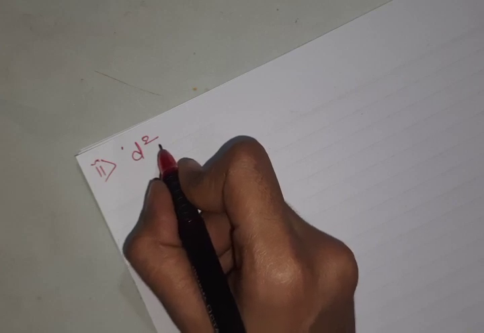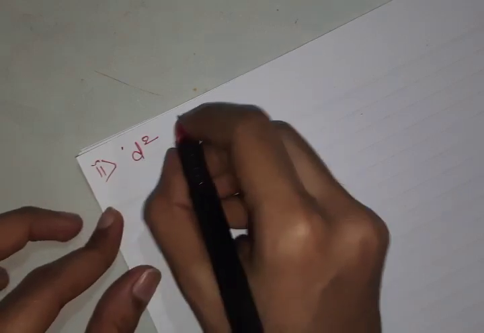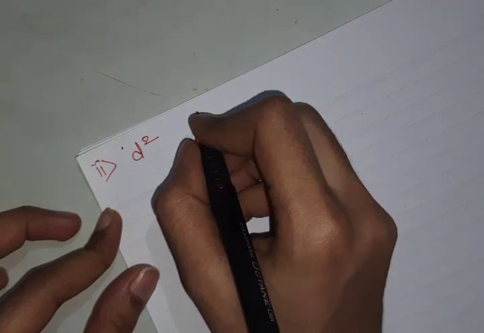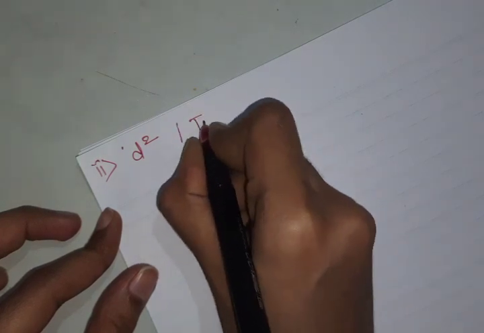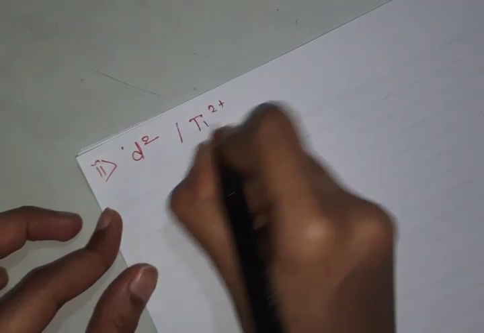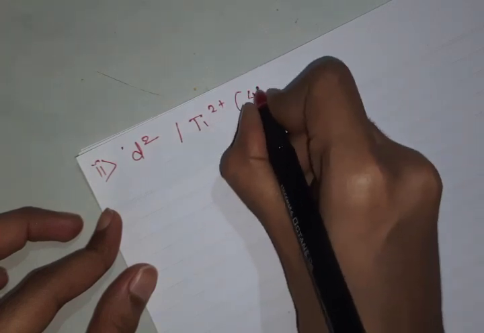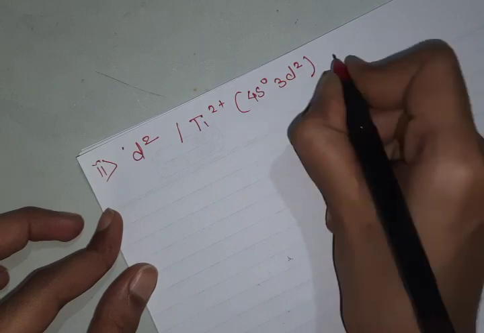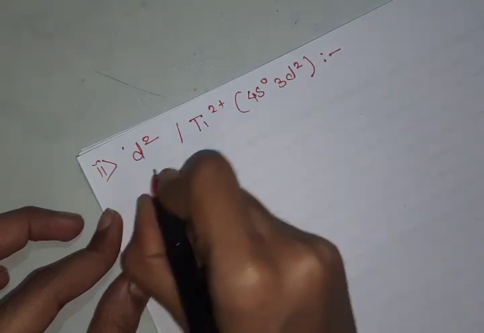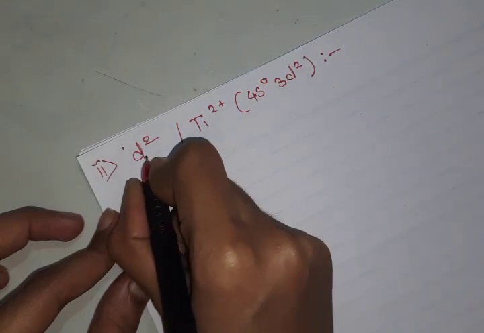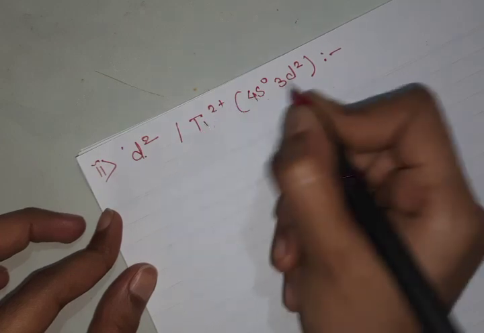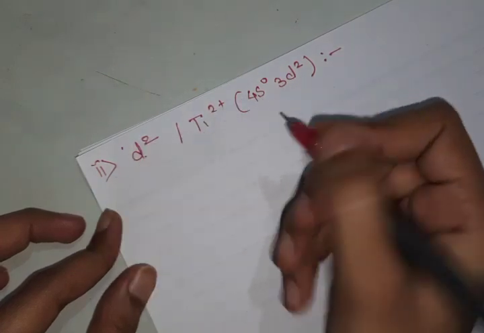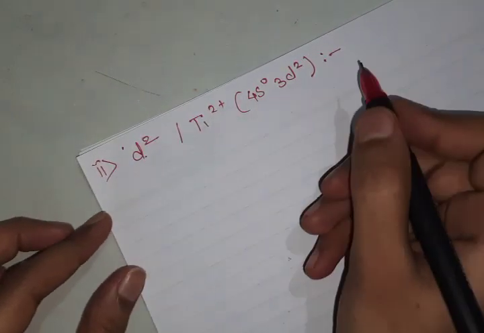Titanium 2 plus has the electronic configuration 4s0 3d2. So this is the electronic configuration for titanium 2 plus, and for the d2 electronic configuration the term symbols will be the same.